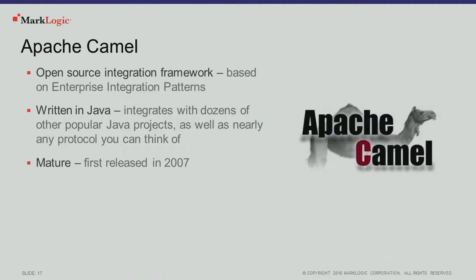A little bit more about Camel. It is an open source integration framework. It's modeled after what is both a book and a set of concepts called Enterprise Integration Patterns. Very good book to read if you're interested in more information on this subject. It's written in Java, which is good in terms of there's many popular Java projects out there. It integrates with just about any protocol that you can think of. And it's been around for a while, almost 10 years now, so fairly mature as far as open source technologies go.